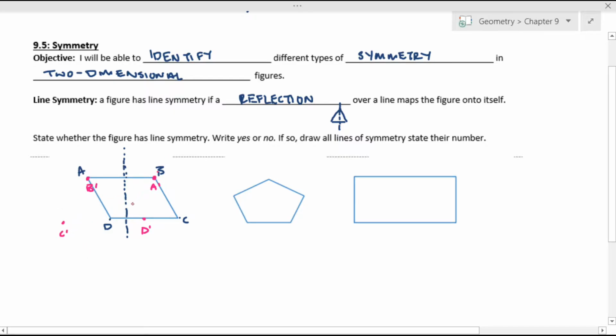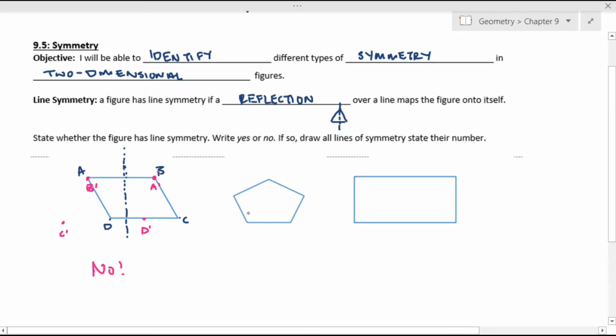And even if we did the diagonals, that too wouldn't map onto itself. I encourage you, like in class, I usually take a piece of paper that looks like a parallelogram and fold it and show you guys that it doesn't work. So try that. Cut out a parallelogram and fold it on top of itself. It doesn't work. Just kind of take my word. So the answer is no. This one does not have line symmetry.